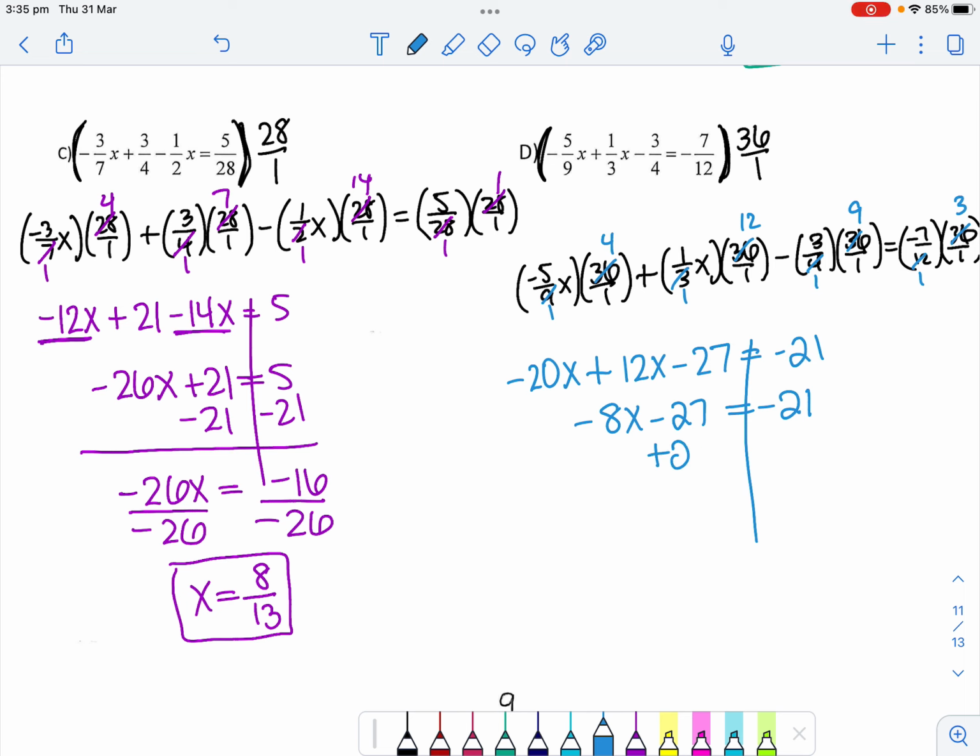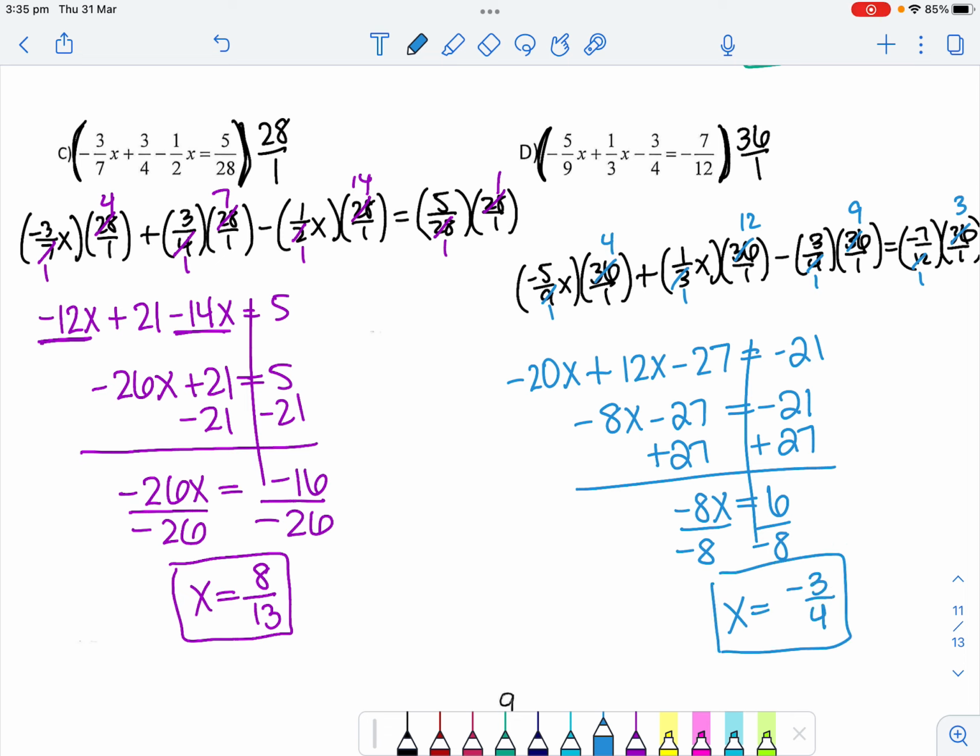So I'm going to add 27 to both sides. So negative 8x equals 6. I divide by negative 8, and I get x equals negative 3 over 4. It is okay for our answers to come out as fractions. They don't have to be a scary thing. It's just that clearing those fractions from the very beginning is going to allow us to work with whole numbers until we get to that fraction answer.